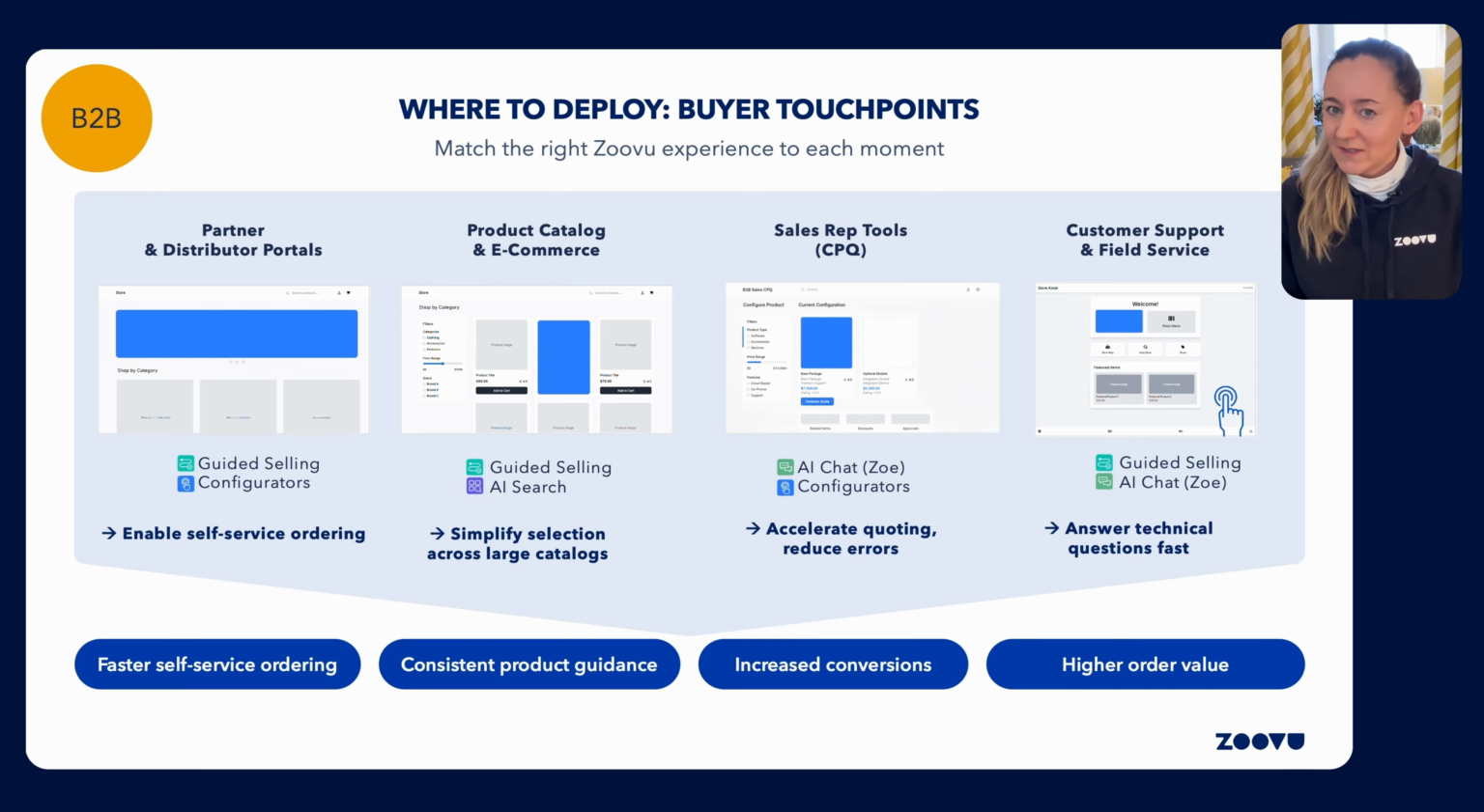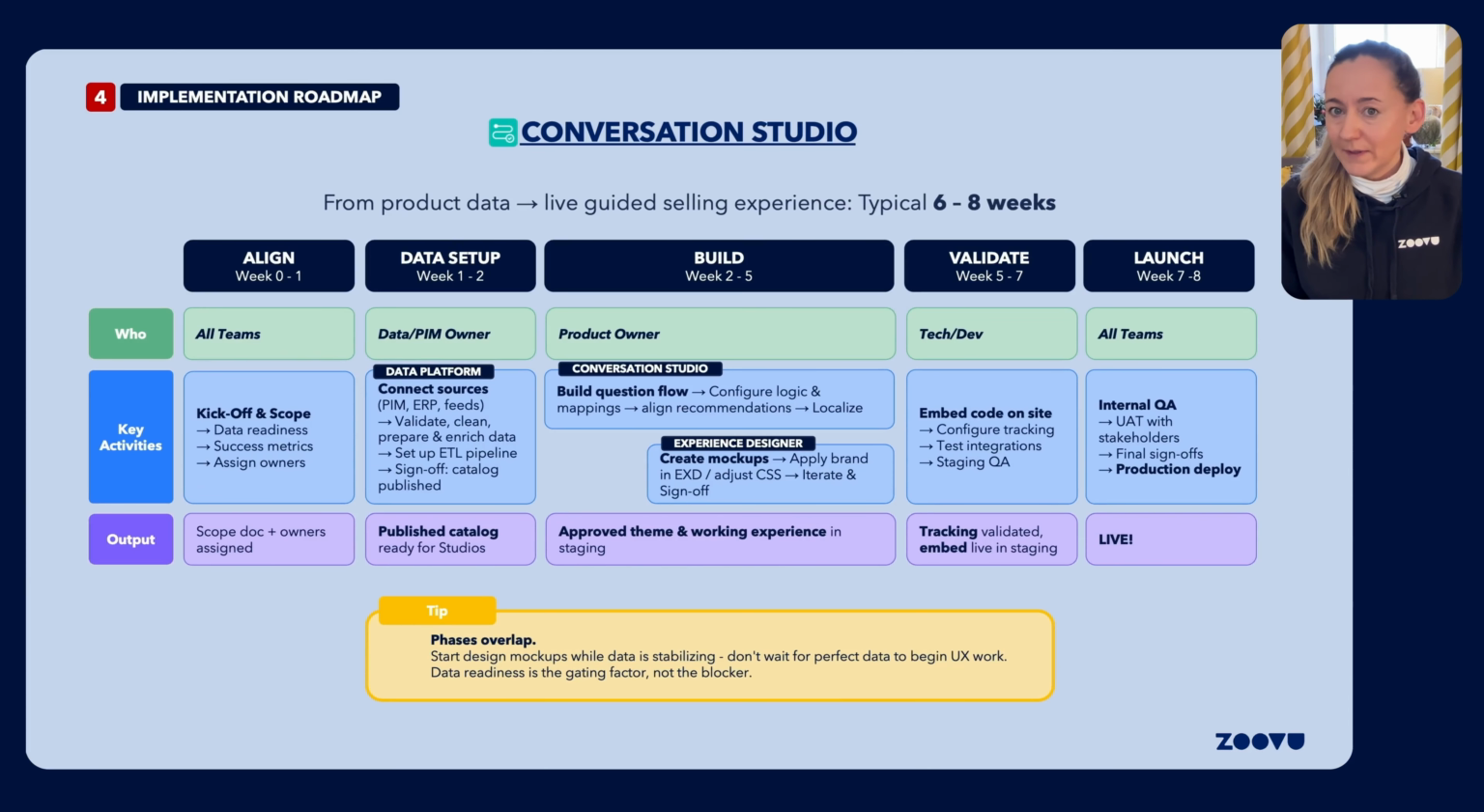Now finally, what does it take to get all of this live quickly? Here's a view on a typical implementation roadmap for guided selling experiences. From product data to a live experience, it's typically 6 to 8 weeks. First, align, connect your data, then build the experience, validate, and launch. The phases overlap. Don't wait for perfect data to begin the UX work. Data readiness is a gating factor, not the blocker.